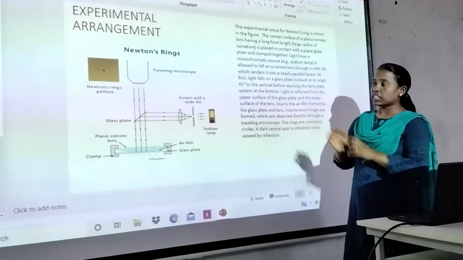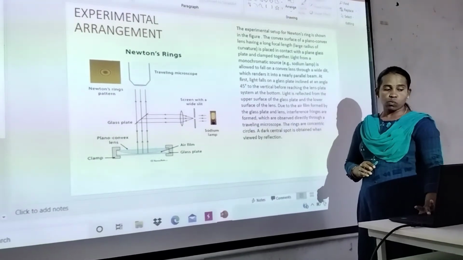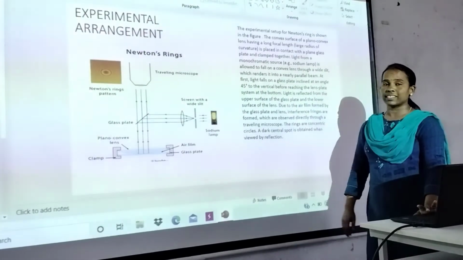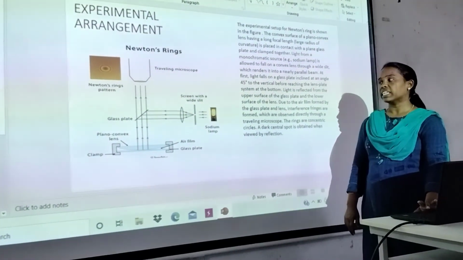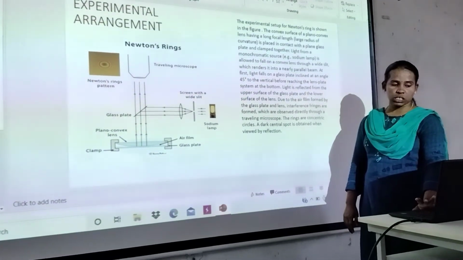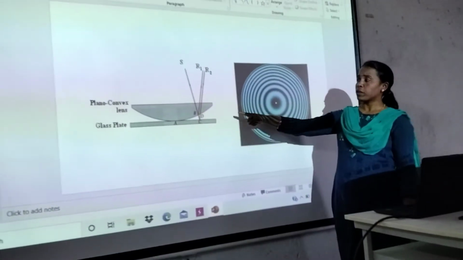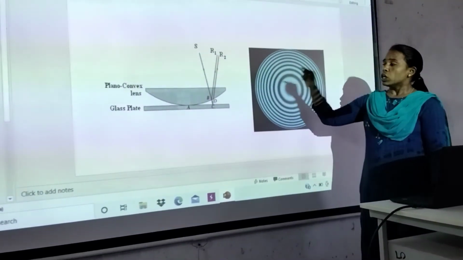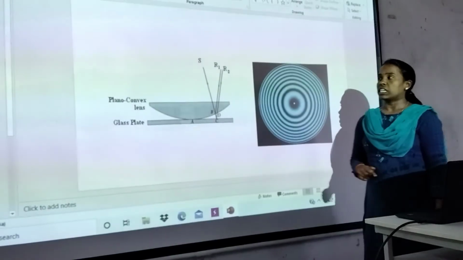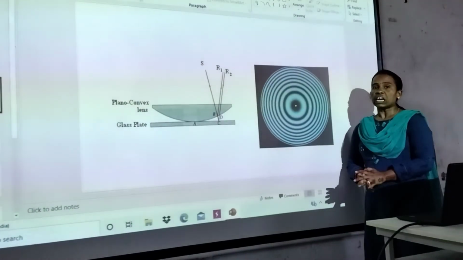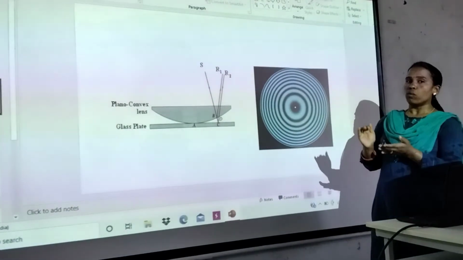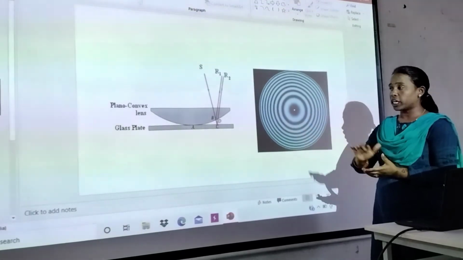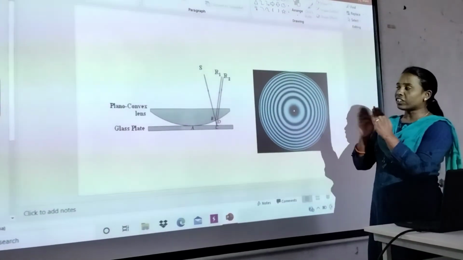Now these vertical rays are directed towards a lens and glass plate arrangement. How will we do this? Let us see this diagram. We have taken a glass plate and a plano-convex lens. On the glass plate, the plano-convex lens is arranged such that the curved surface of the lens touches the glass plate. The lens and glass plate touch at point A.